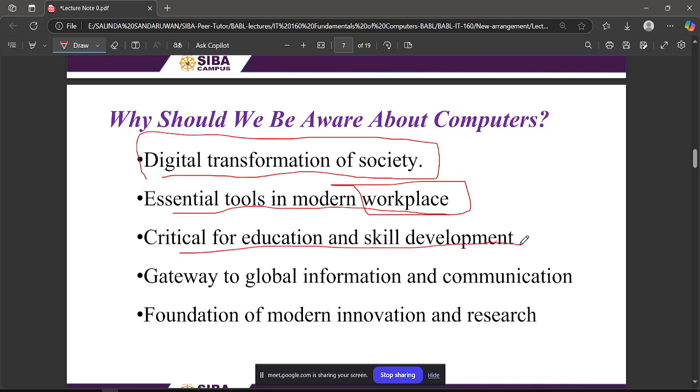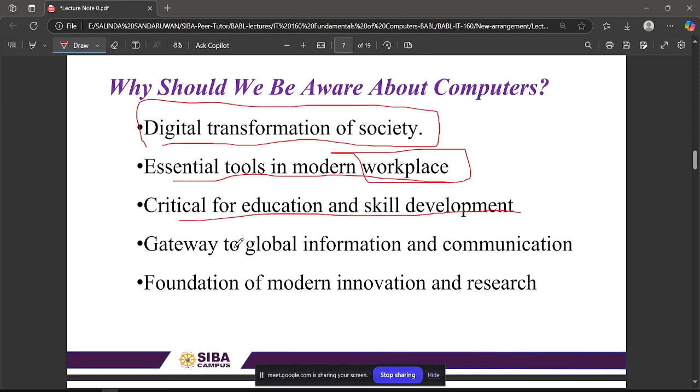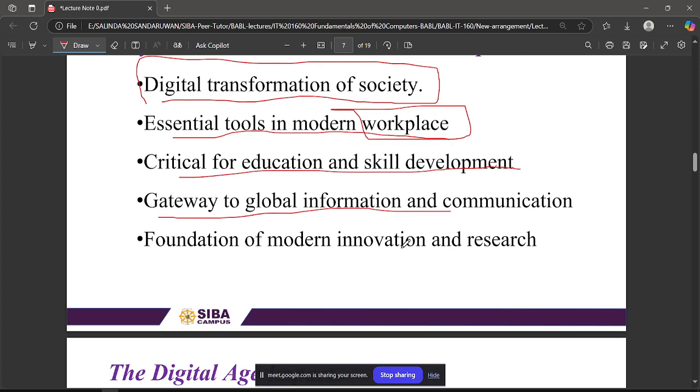It is critical for education and skill development. That's why here we are doing the lecture online, and I'm using a laptop, and you can join through a mobile device or a tab or any other computer available. And when it comes to global information, most of it is written in English. So in that case, you should have better knowledge of computer literacy. Also, since now we have some AI tools, it's easy to innovate new things and do research using the computer.